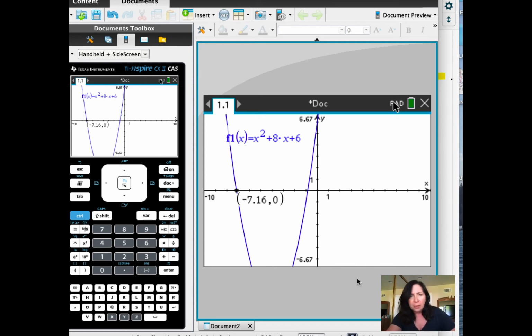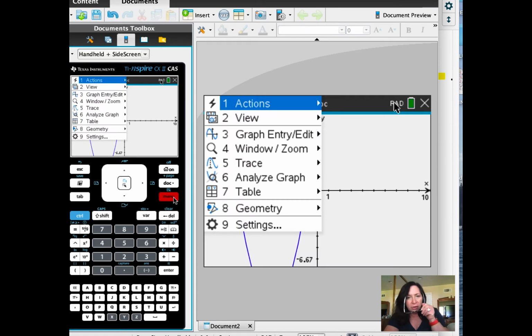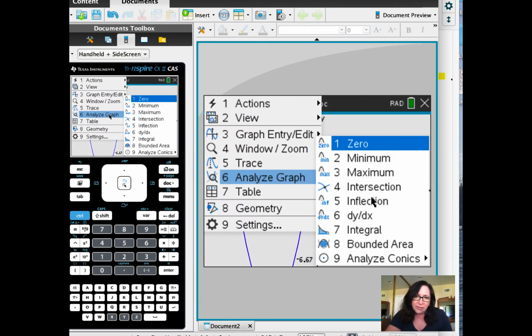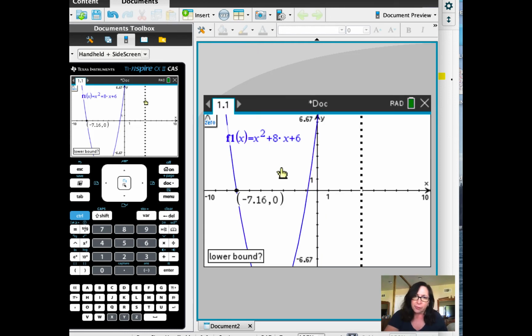And I found the left value, which was negative 7.16, comma 0. That's one of my zeros. Again, if you have this calculator, and we went over this in a different video, how to find the other point of intersection, you're going to go to menu, and you're going to go down to where it says analyze graph. But instead of finding the maximum or minimum, which would verify our vertex, remember, we're going to find our zeros. And so for me, I'm going to go 0 here.